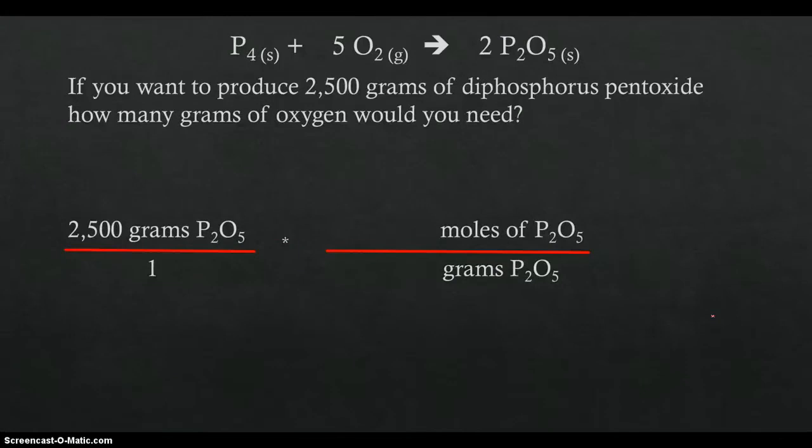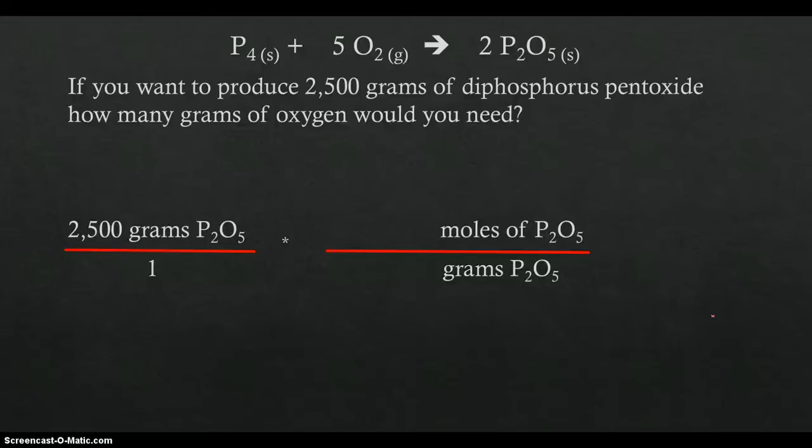Same equation. We have a new question in this one. If you want to produce 2,500 grams of diphosphorus pentoxide, how many grams of oxygen would you need? And so here we go. We have this set up. Hopefully you wrote something similar to this if you did your work, or if you're setting it up right now, that would be kind of how you would set it up.